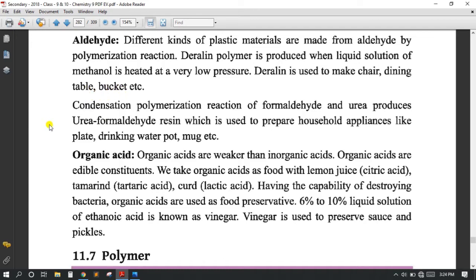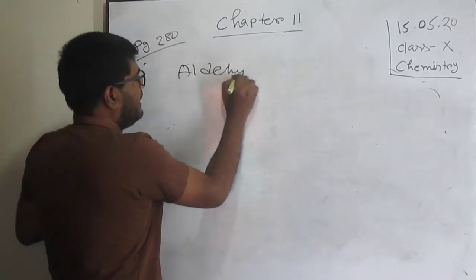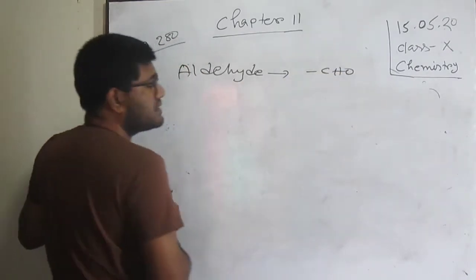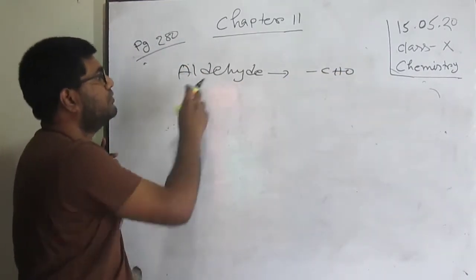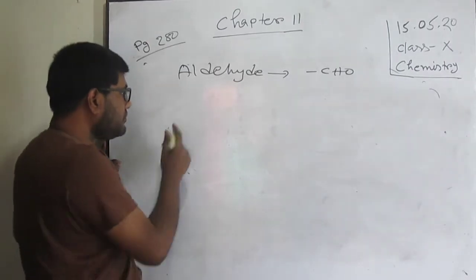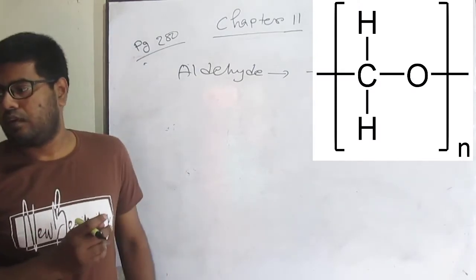So I am going to my board. What is aldehyde? You know its general formula. It's a functional group, and the functional group of aldehyde is CHO. CHO is the functional group of aldehyde. Okay. We can produce aldehyde from alcohol also.